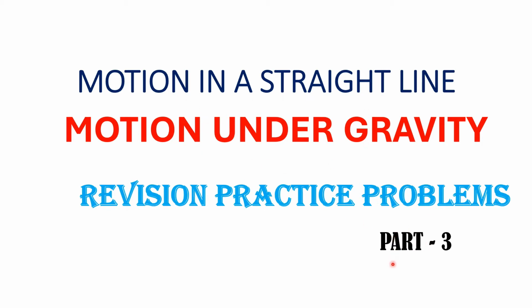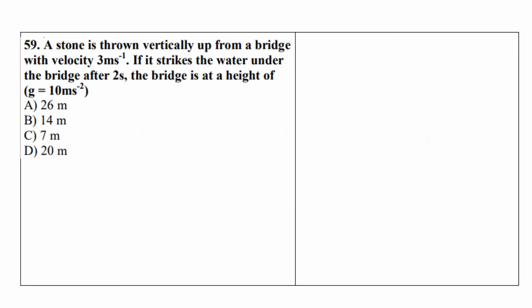Okay, let us go to today's session. First one. A stone is thrown vertically up from a bridge with a velocity 3 meters per second. If it strikes the water under the bridge after 2 seconds, the bridge is at a height of? Here they have given g equals 10 meters per second squared. Okay, let us go to the solution.